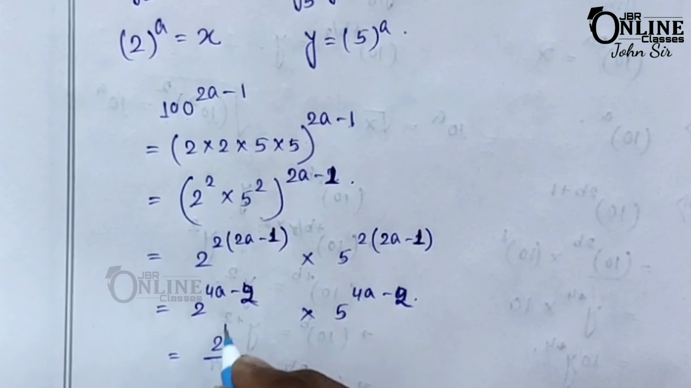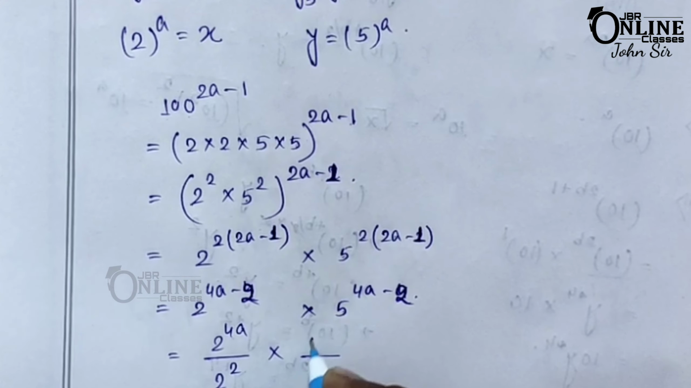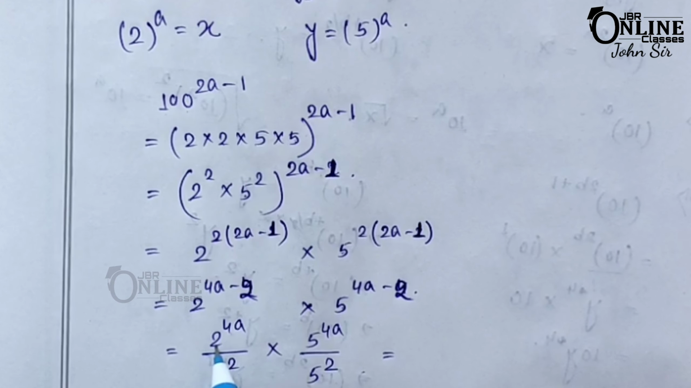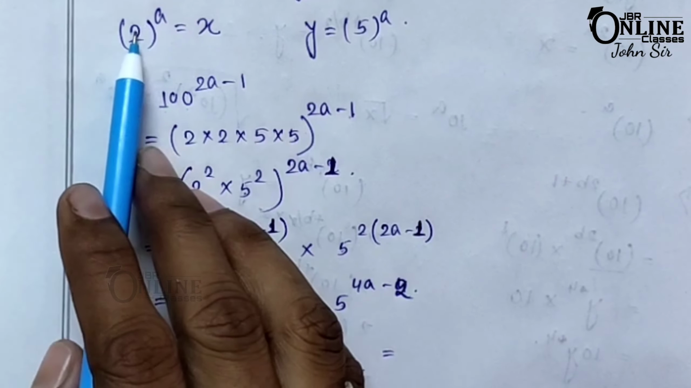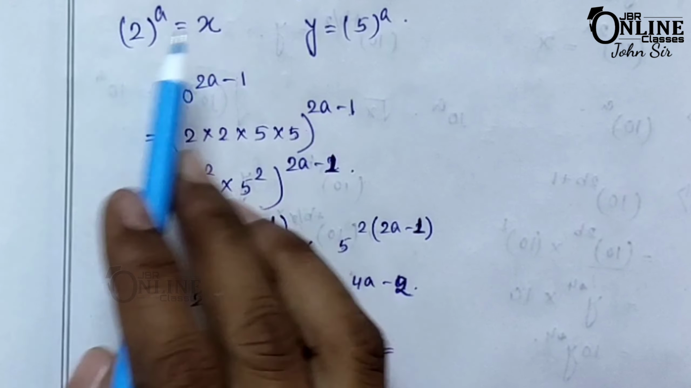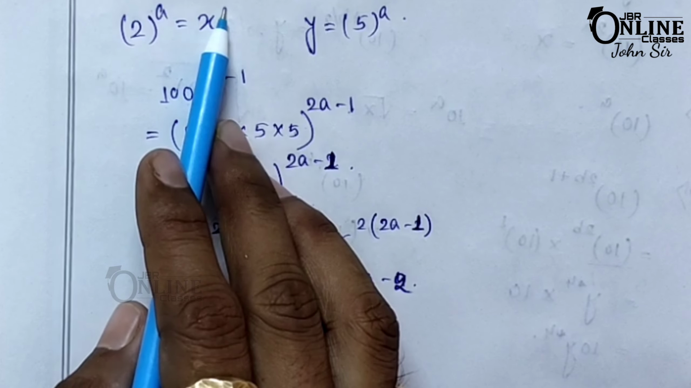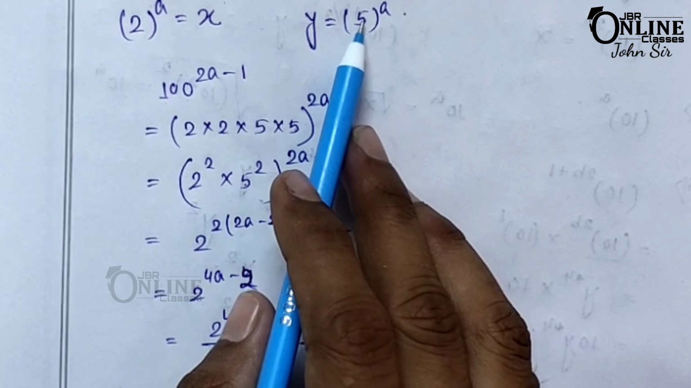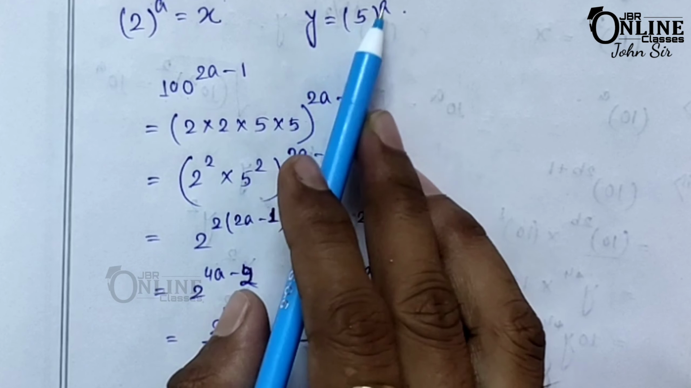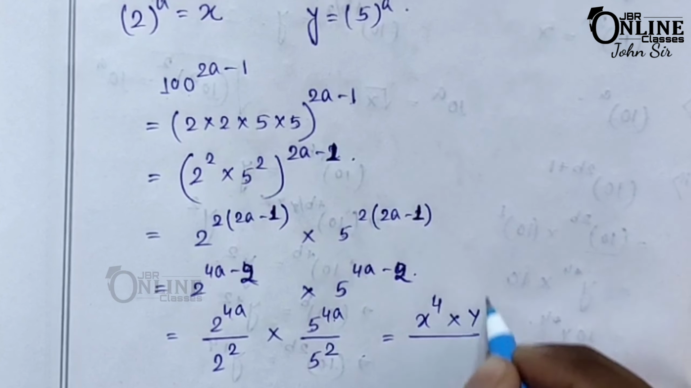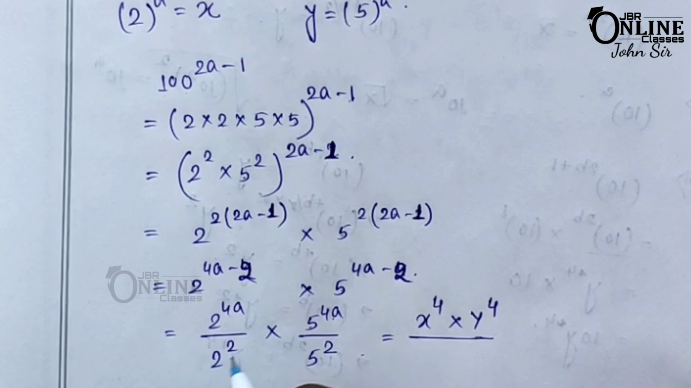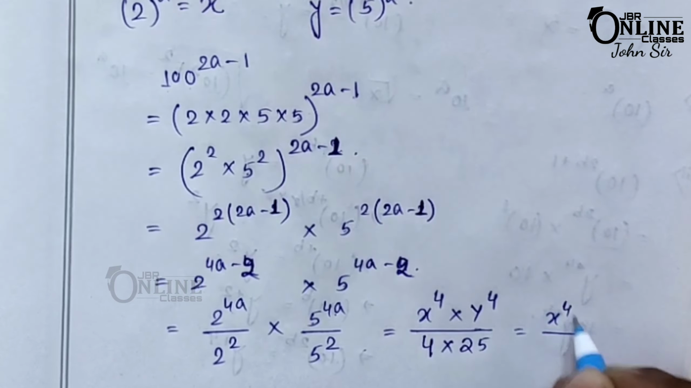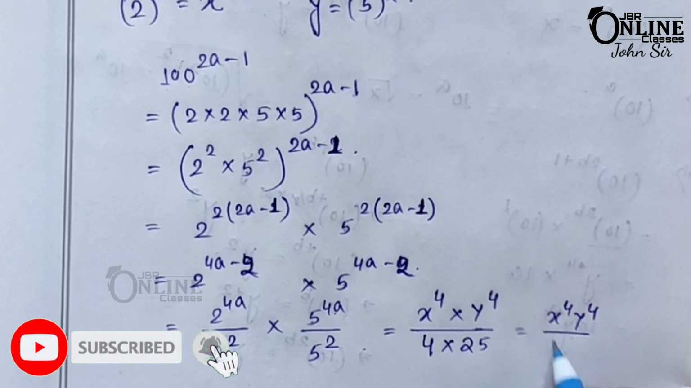So that means here 2 to the power 4a by 2 square, and here 5 to the power 4a by 5 square. Okay. Now what is the value of 2 to the power 4a? As here 2 to the power a equal to x, then 2 to the power 4a will be x to the power 4 by simple. So here x to the power 4. 5 to the power 4a. As here 5 to the power a equal to y, then 5 to the power 4a will be y to the power 4. So write down here y to the power 4. Here 2 square means 4, 5 square means 25. So the final answer is x to the power 4 y to the power 4 by 100.